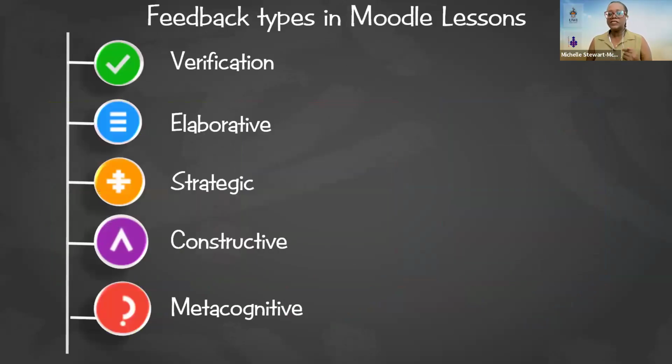Now, we're focusing on feedback. And so when we set up our question pages, there are different types of feedback that we can engage the students with. And here, they may be called by different names, but essentially we have the verification, the elaboration, the strategic approach, the constructive approach, and the metacognitive. Now, what do these mean? Anybody want to pick any one of them and give a shot? What exactly is a verification type of feedback, and why would we need it?